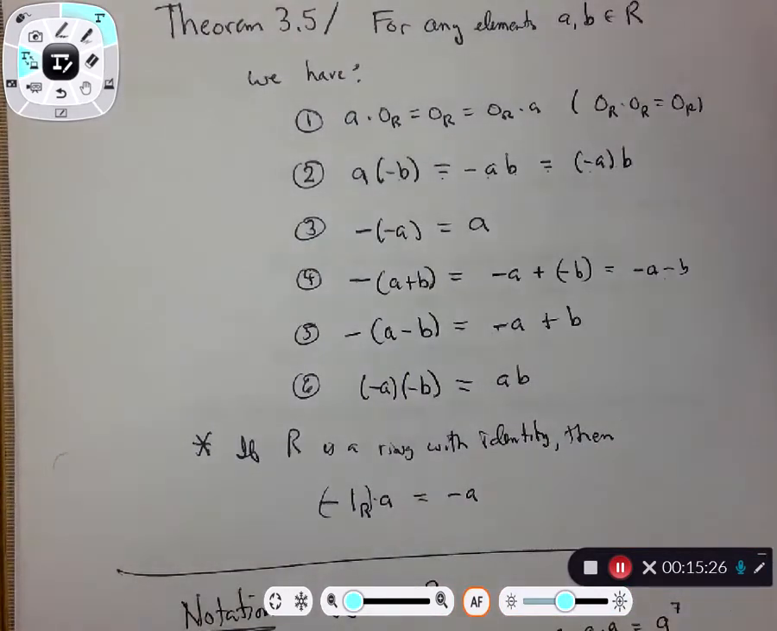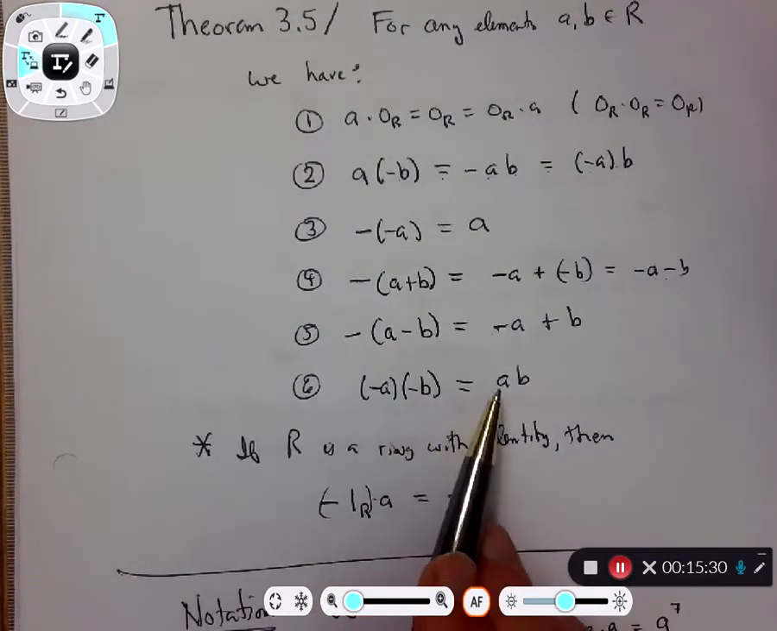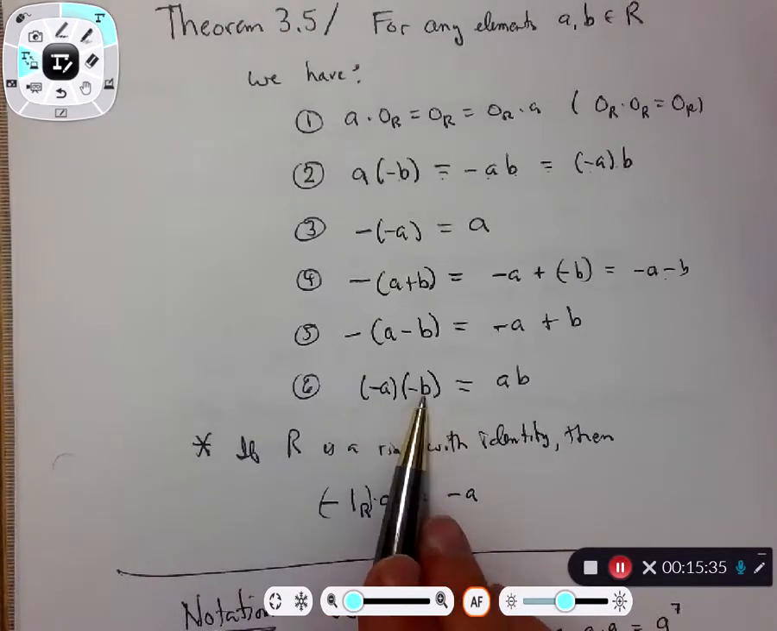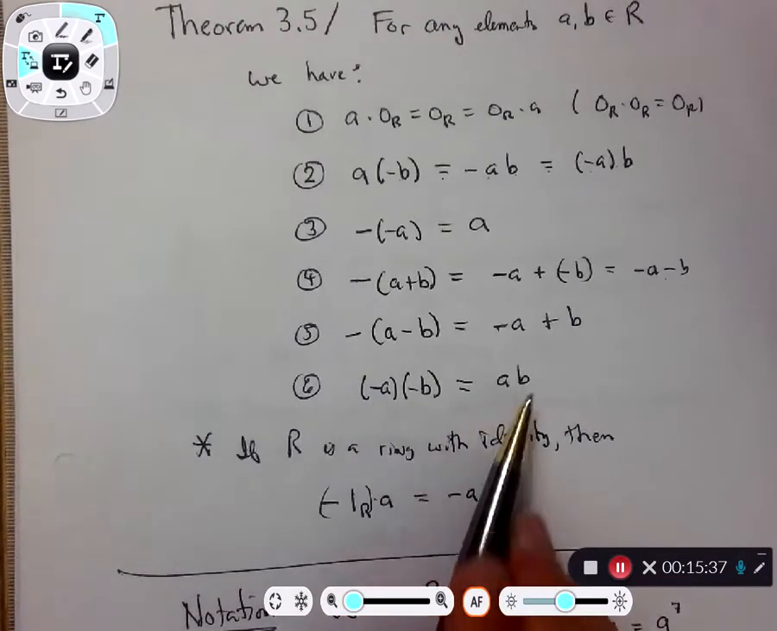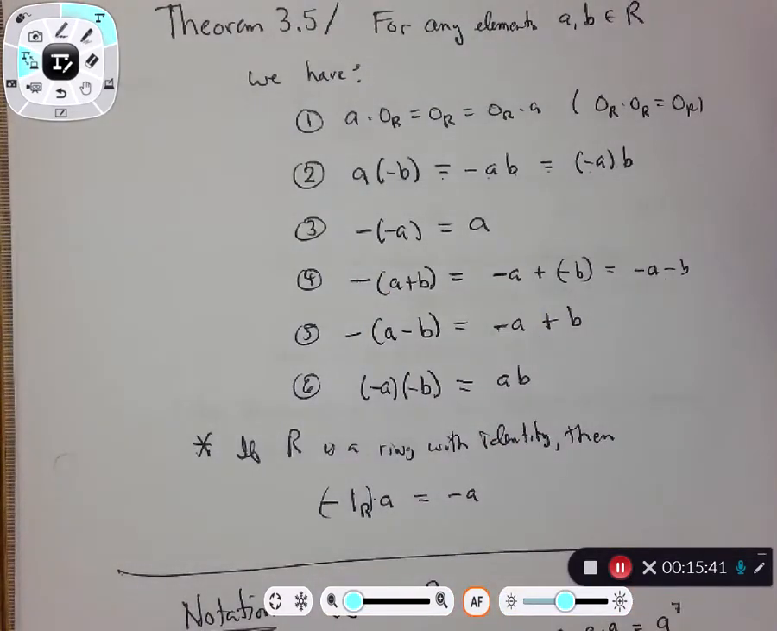And the last one is, if you take negative A times negative B, that will be equal to the same thing as A times B. The additive inverse of A times the additive inverse of B is the same thing as just A times B. Now, what I want to focus on is this. Most folks get this wrong very simply because they look at the negative as negative 1 times. And that's not necessarily the case. It depends on what kind of ring you have.